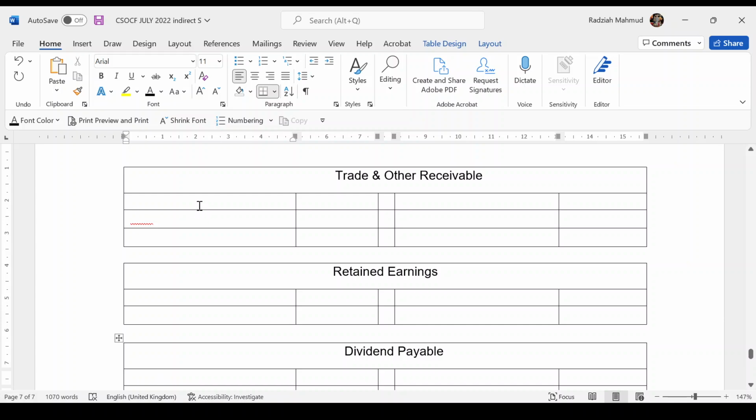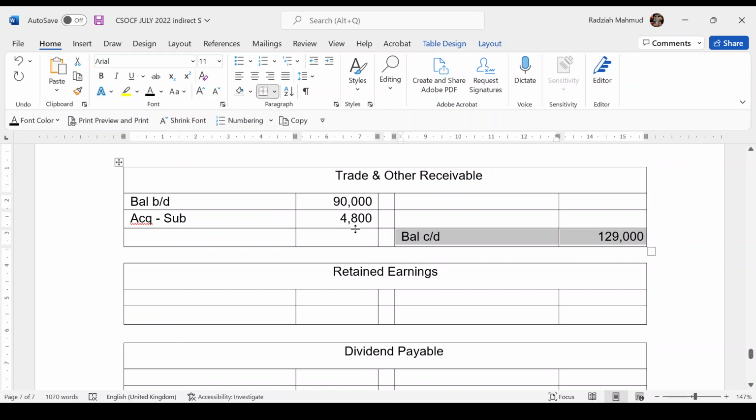Therefore, when we prepare the receivable account, this is the debit side. We put in the balance and the increase in receivable because of acquisition of subsidiary. So that's all the information that we have. If we have other information, it is mentioned earlier.